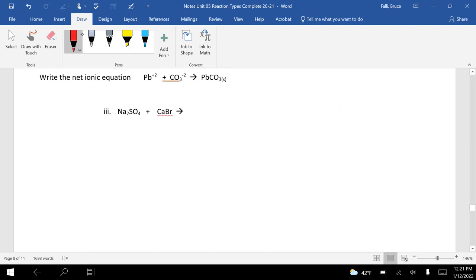Remember, well, first I'll predict the products for this. So I'm going to trade places for Na and Ca. Get NaBr plus CaSO4. I'm going to check my charges. Na is plus 1 from the periodic table. Bromide is minus 1 from the periodic table, so they're good. Calcium is plus 2 from the periodic table. Sulfate is minus 2 from my ion sheet. That's good, too. All right?